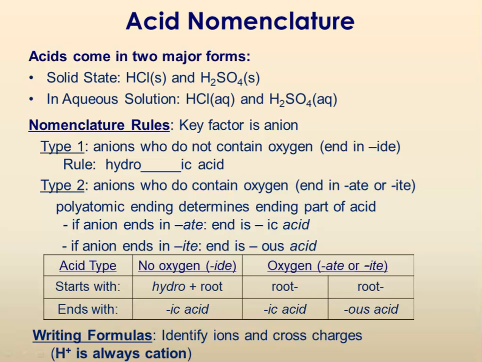When we're writing our formulas between ions that make up acids, we have to balance out our charges, knowing that hydrogen is always going to be acting as our cation, and then whatever the anion is either going to directly balance with it, or we'll have to cross charges to get the same number of charge positively and negatively to make the overall molecule neutral.